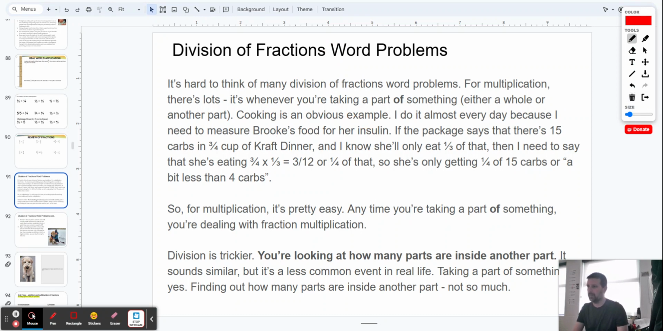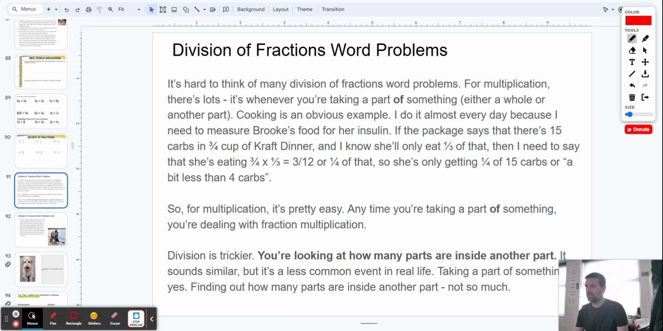So cooking is an example. Okay, so Berkey's got type 1 diabetes, so we have to match her insulin with her sugars, right? That's what keeping her healthy. So we gotta do all the math. We gotta count all those things up. She's got a ratio. It's all math, okay?